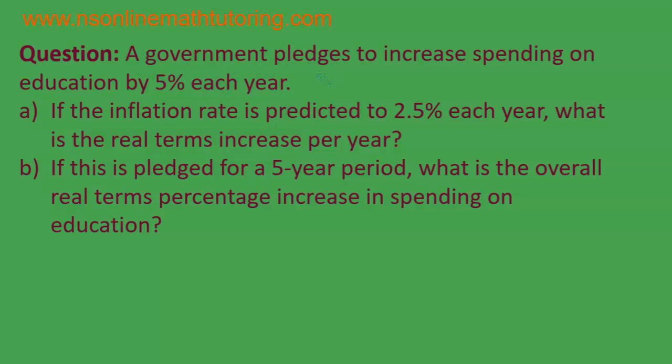A government pledges to increase spending on education by 5% each year. Subpart A says, if the inflation rate is predicted to be 2.5% each year, what is the real terms increase per year? Let us first of all start with subpart A. So, answer.